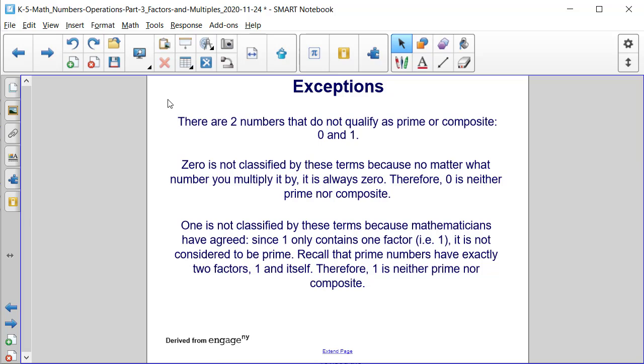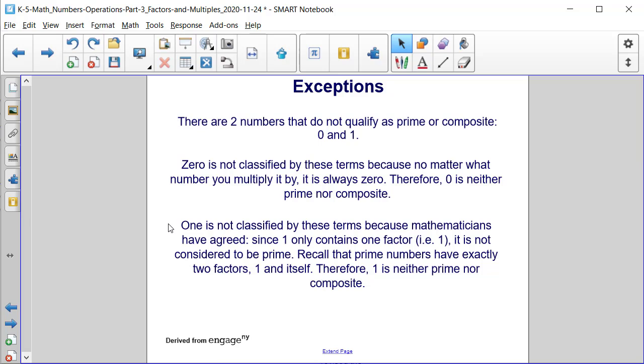There are a few exceptions to prime and composite numbers. There are 2 actually that are not prime and they're not composite. And those 2 numbers are 0 and 1. 0 is not classified by these terms because no matter what number you multiply it by, it is always 0. Therefore, 0 is neither prime nor composite.